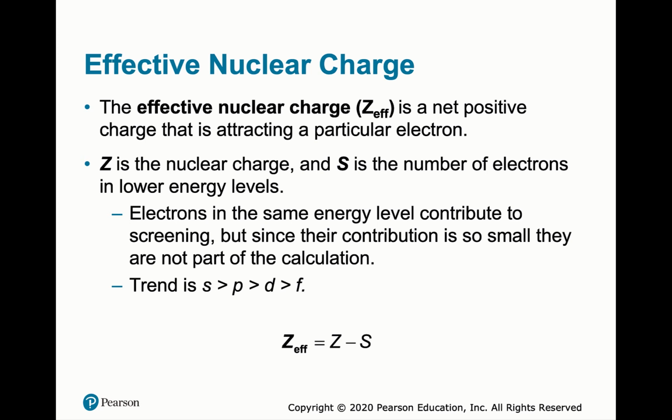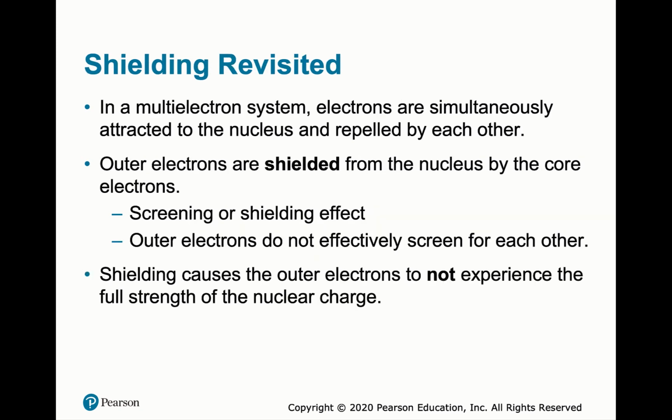And the effective nuclear charge, we've talked about this before, talking about that with penetration. The shielding blocks away the total positive charge of the nucleus. The effective charge is the total charge of the nucleus minus the electrons in the lower energy levels, and we don't include that in the calculation.